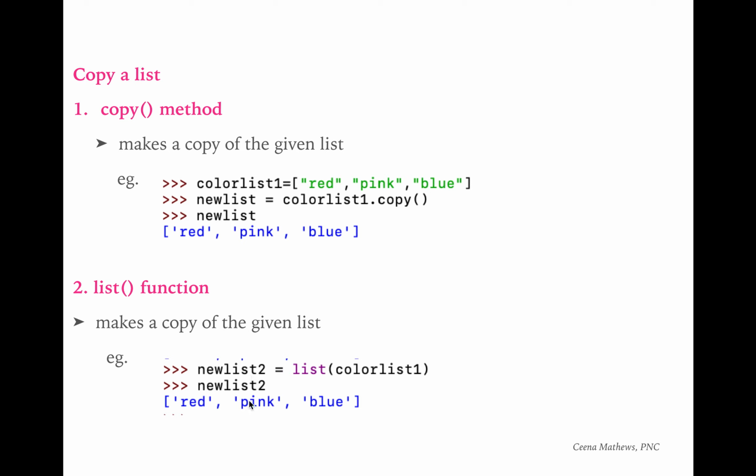Okay. So when you type new list 2, you can see the colors displayed as red, pink, blue, which is similar to that of color list 1. So we have 3 lists containing the same items.